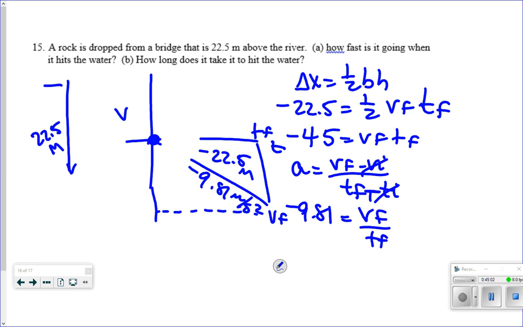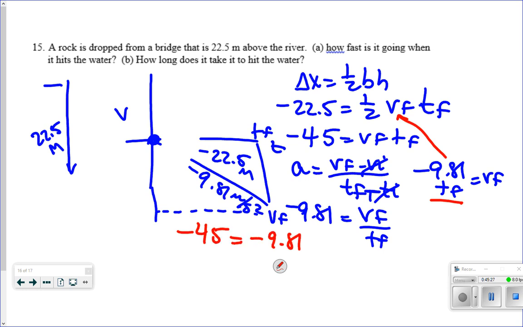If I get TF out of the bottom, which you should, because that will make life a lot easier for you in the long run, you're going to get that. Now, just in case we have forgotten, we're going to take this value of negative 9.81 TF and put it right there in our equation. So at this point, what we're working with is negative 45 equals negative 9.81. My TFs are going to multiply together, and I'm going to get TF squared.